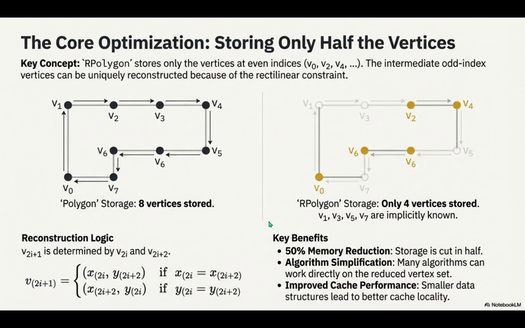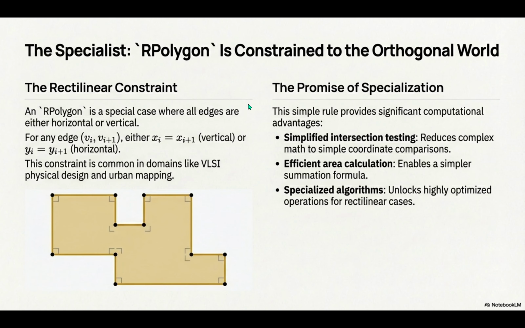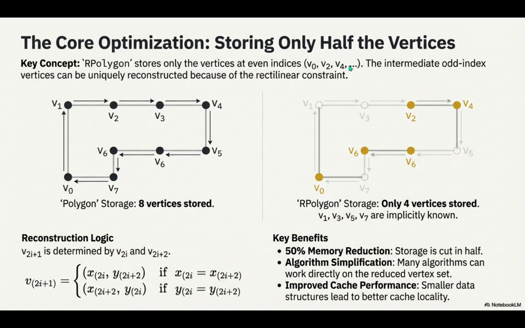And that structural choice, right angles only, leads us directly to what I think is the most remarkable insight from the sources, the core memory optimization. Here's where it gets really interesting. How does simply requiring right angles let us store only half the data? It's a technique called even index vertex storage. And it's so clever because it leverages the implicit knowledge that's hidden inside that constraint.